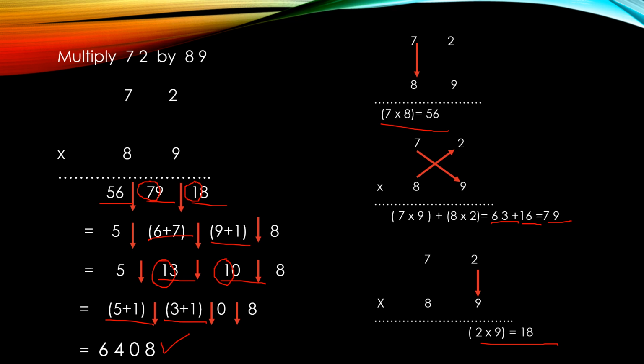In Vedic maths, we apply the sutra vertically and crosswise. We first multiply the tens place digit, then we go to tens place with unit place digit of second number, then multiply unit place digit of first number with tens place digit of second number. 7, 9, 8, 2. Just write down this number and add this number.